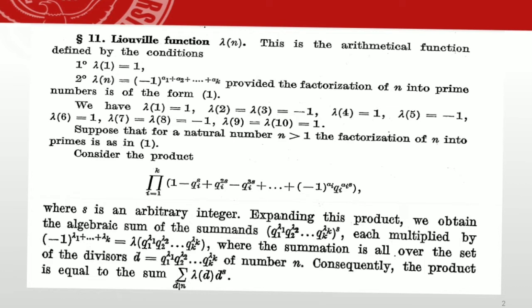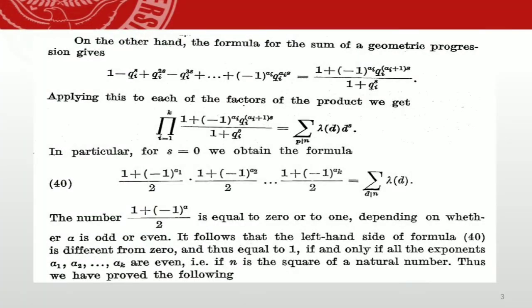d equal to q1 to the power of b1 and q2 to the power of b2 and so on, qk to the power of bk, of number n. Consequently, the product is equal to the summation of λ(d) times d to the power of s. On the other hand, the formula for the sum of a geometric progression gives this one.